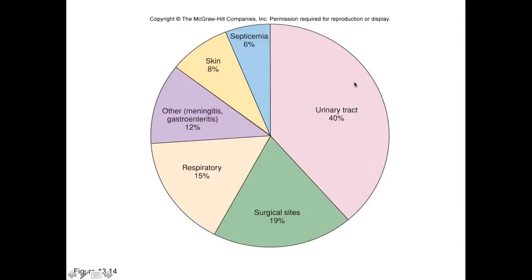You can see the vast majority are urinary tract infections, and that's because a lot of people get catheters, and catheters tend to get biofilms around them, and it is a breeding ground for pathogens. But you can see respiratory, surgical sites, meningitises, gastrointestinal, skin, septicemia. You get a little flavor of everything.